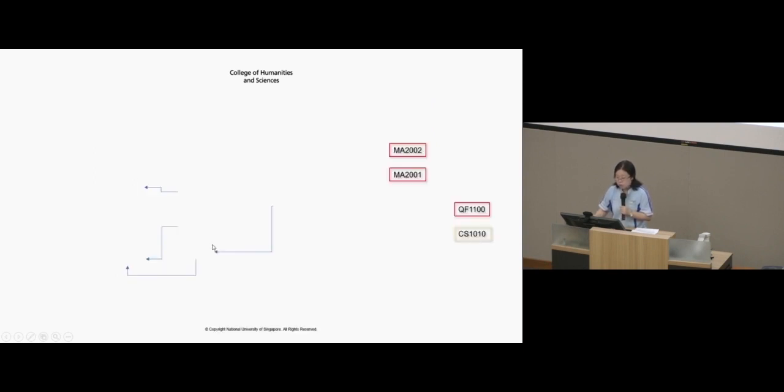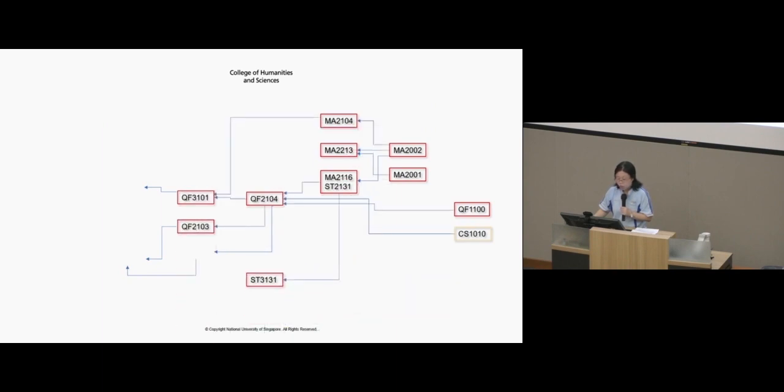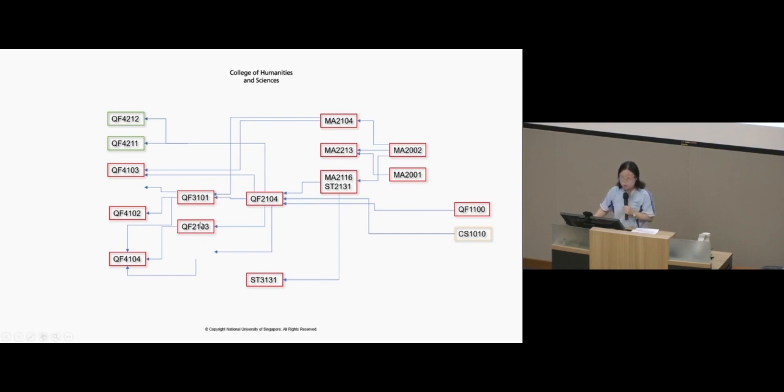To help you with the study plan, I give you this diagram. This diagram tells you some prerequisites. I do not want to repeat everything. I just want to highlight one dangerous module, QF3101. This one you must complete by semester two of year three. Why? Because QF3101 is offered in semester two only. You are not ready in year one, and it is too late in year four, so you can only do it in either year two or year three, semester two.